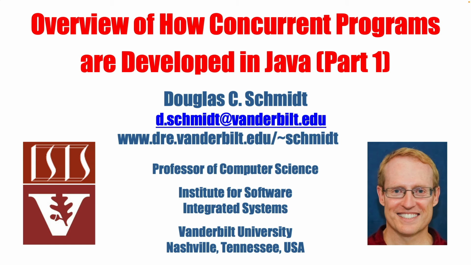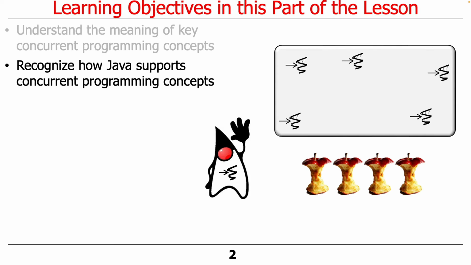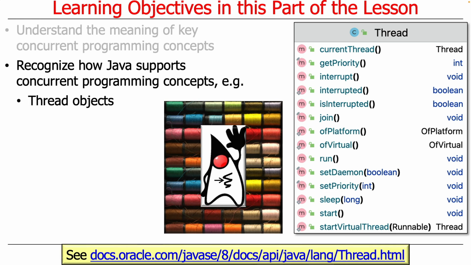Now that I've given an overview of concurrency as a concept, let's talk about how concurrent programs are developed in Java. And there's a couple of different parts to this because there's a lot of concurrency stuff that's been in Java over a long period of time. So we're going to start by describing how Java supports concurrent programming concepts.